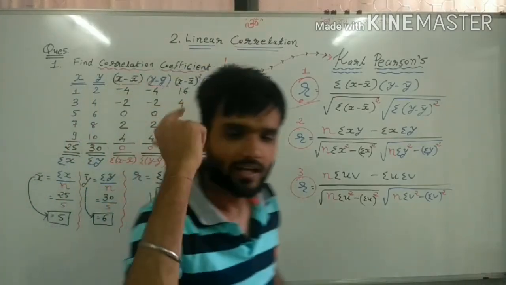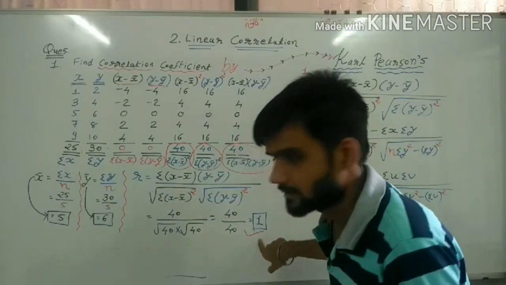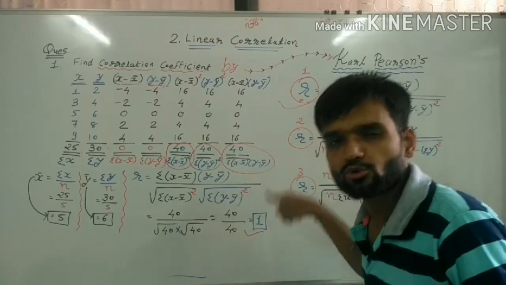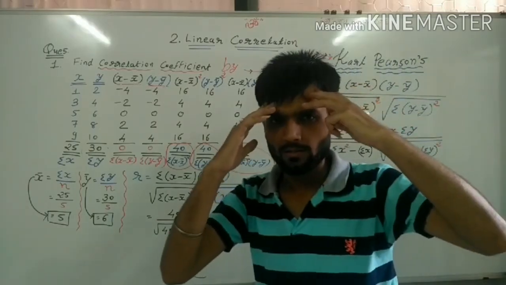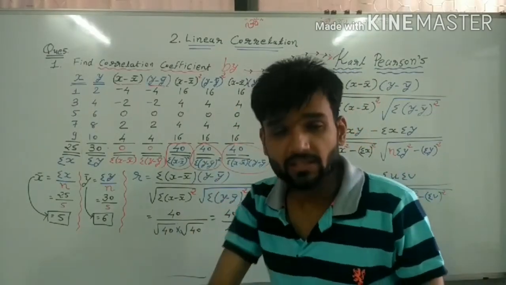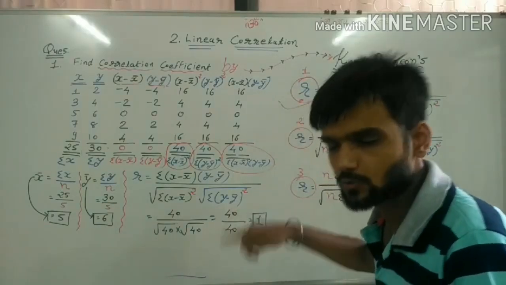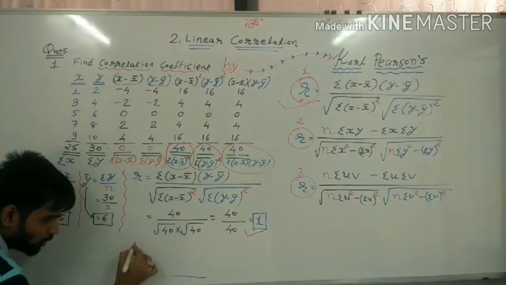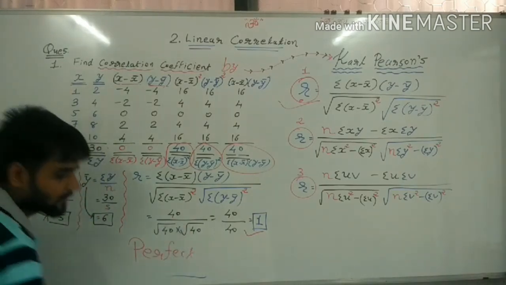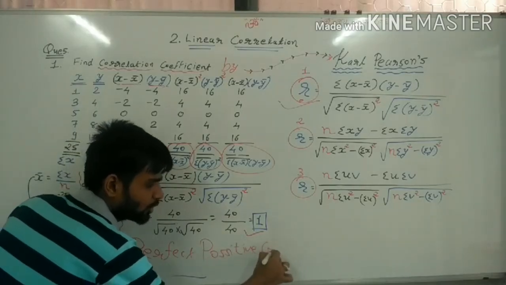Now think and give me the answer in the last lecture. If the answer is 1, then interpret it. What does it show? Think, then I will give you the answer. I think everybody has the knowledge that whenever the answer is +1, it shows perfect positive correlation.